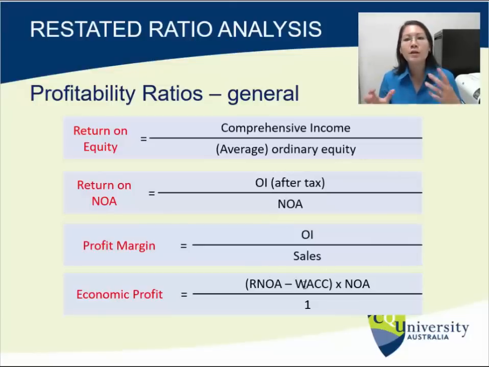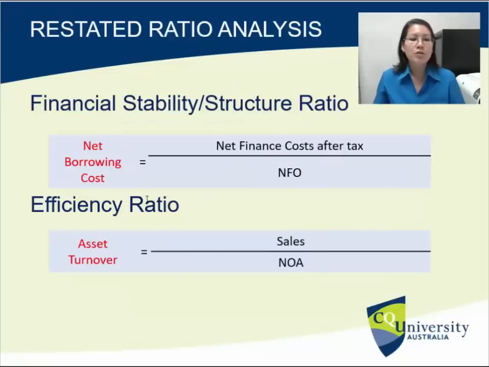So always explain and analyze your figures looking at your inputs, because what might be true for one company might not be for another. One company might have a profit, one company might have a loss, and so forth. Okay, so that's economic profit. That's our profitability ratios for our restated financials. Now we'll have a look at a ratio under financial stability and one under efficiency for our restated ratios. So you only have to do six ratios for your restated financials.